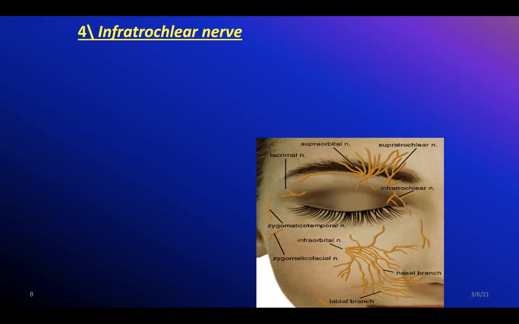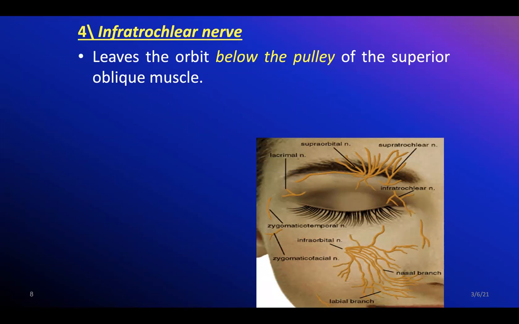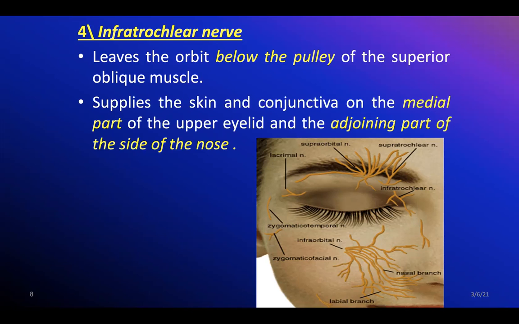We have the infratrochlear. عندنا supratrochlear أكو واحد جوا سواء infratrochlear nerve leaves the orbit below the pulley of the superior oblique muscle. تعرفون إنه superior oblique muscle بها pulley اللي هو يغير الاتجاه مال حركة العين. فهذه below the pulley of the superior oblique muscle supplies the skin and conjunctiva on the medial part of the upper eyelid and the adjoining part of the side of the nose, يعني root of the nose.